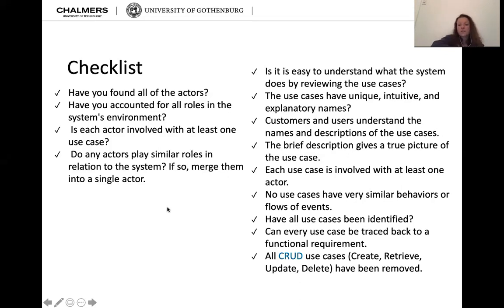No use cases have very similar behaviors or flows of events. Why not? Well, because then they should probably be extensions or subvariations of one another and go into the same use case. Have all use cases been identified? Tricky one. How do I know? I go back and check with my stakeholders. I go back and check with all the actors. That's how I know. Can every use case be traced back to a functional requirement?